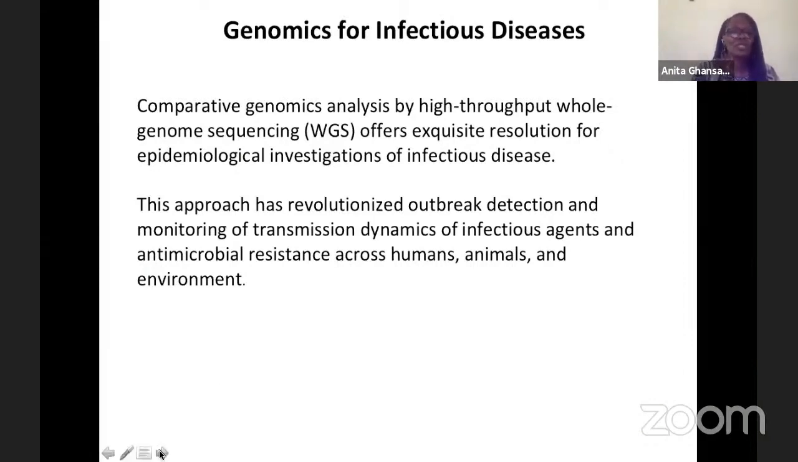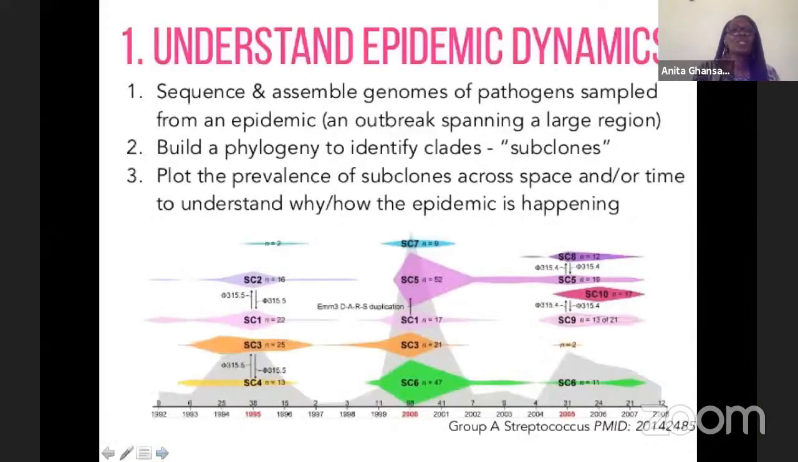animals, and the environment. So what are some of the ways that we can use pathogen genomics to study public health diseases or outbreaks or pathogens of public health importance? One is understanding the dynamics of epidemics. So what you do is to sequence and assemble the genomes of a pathogen of interest from an epidemic. You build your phylogeny to identify the various clades or subclones and plot the prevalence of subclones across space and time to understand why or how the epidemic is happening.